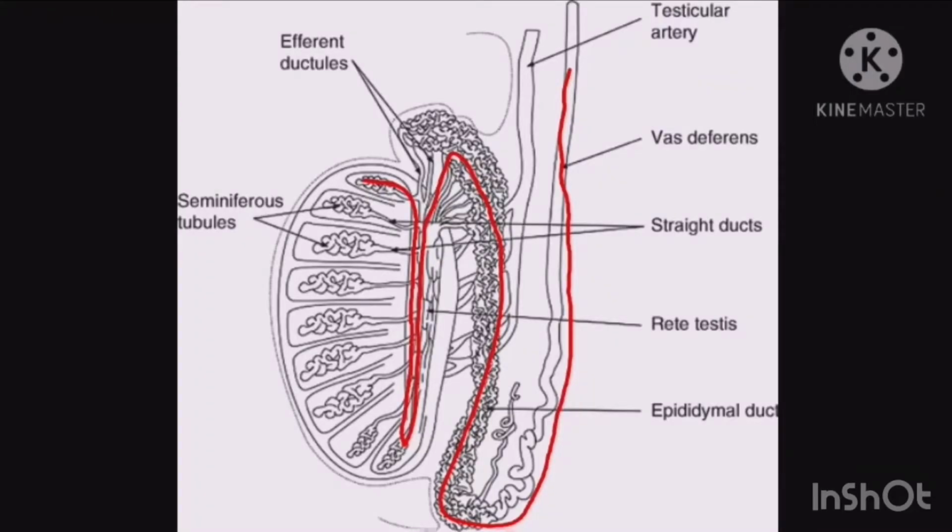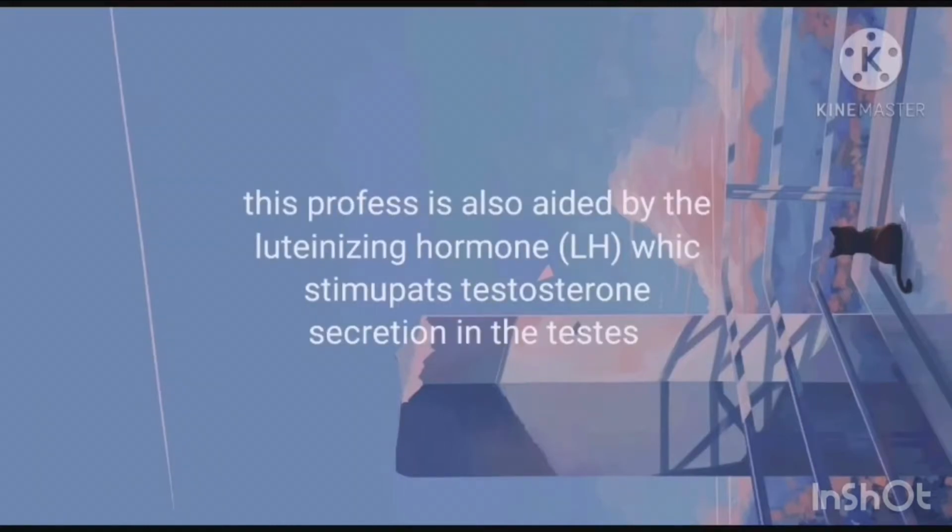Sperm is transported from the seminiferous tubules to the epididymis and flows out through the sperm duct. Spermatogenesis is stimulated by the follicle-stimulating hormone (FSH) and testosterone. This process is also aided by the luteinizing hormone, LH, which stimulates testosterone secretion in the testes.